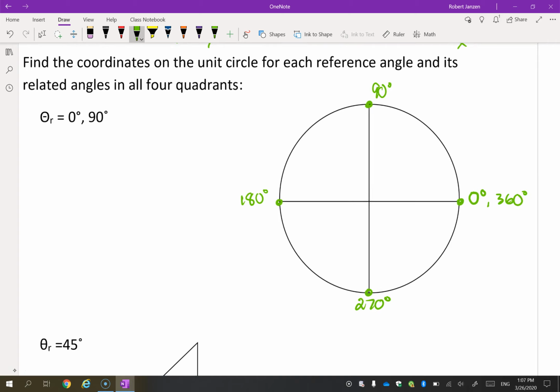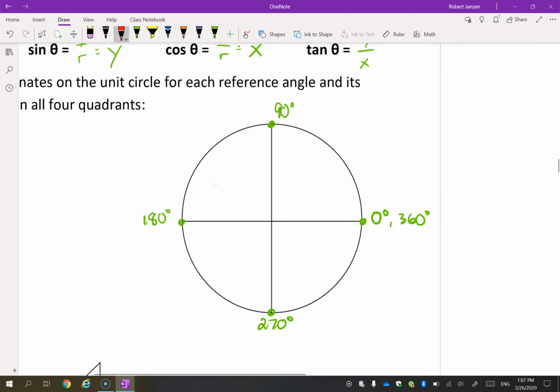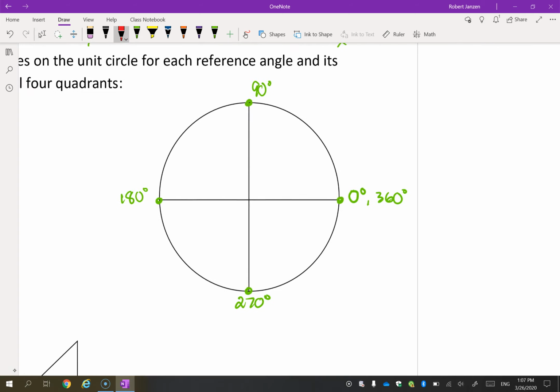In each of those cases, the reference angle is 0 or 90 degrees. If you go to 0 degrees, the reference angle is 0. If you go to 90 degrees, the reference angle is 90 degrees. What we want to do is look at what the coordinates are at those points. In other words, what is the x value, what is the y value, knowing that r is 1.